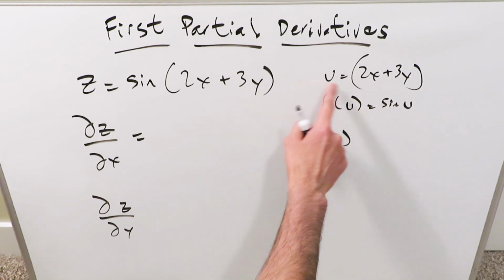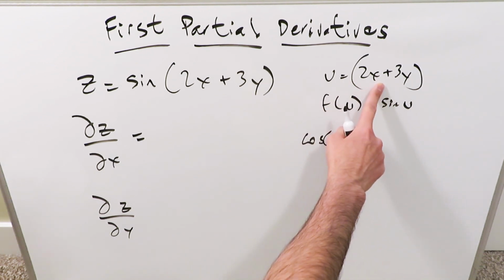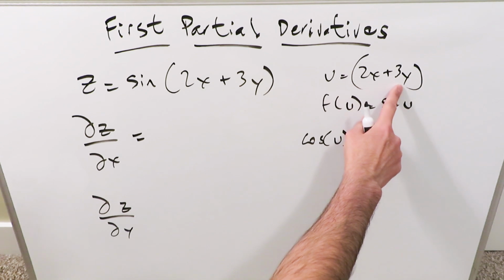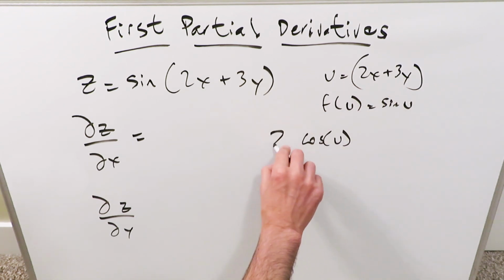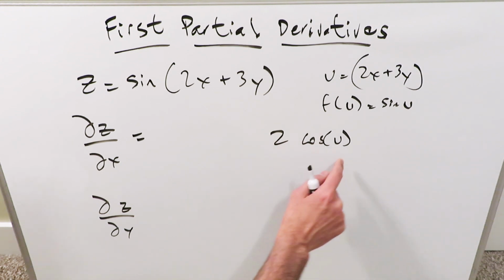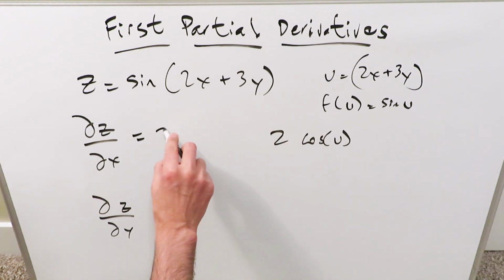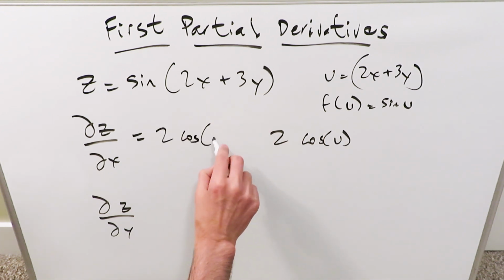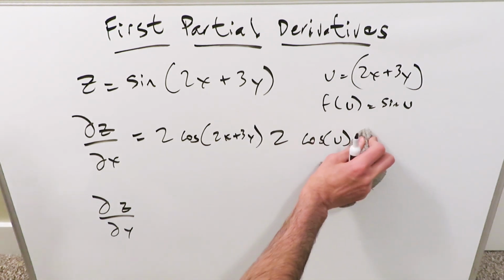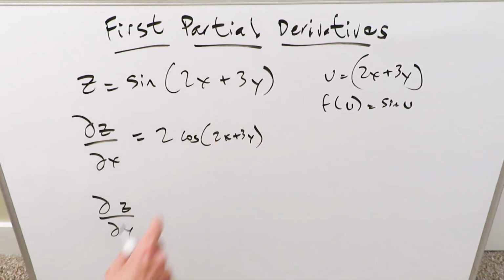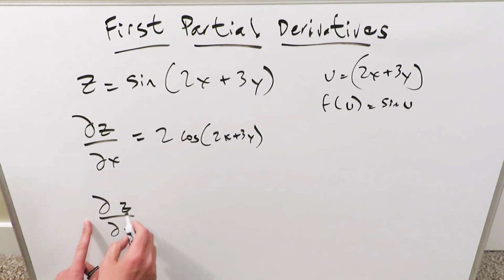Now do the derivative of u, but you're treating x as your variable and y as your constant. The derivative of a constant is 0, but the derivative of 2x will be a 2. You'll have 2 come out. And this right here is your answer, but you'll resubstitute the u. When you do so, you'll have 2 cosine of 2x plus 3y, and it will be correct. I've used the chain rule here.